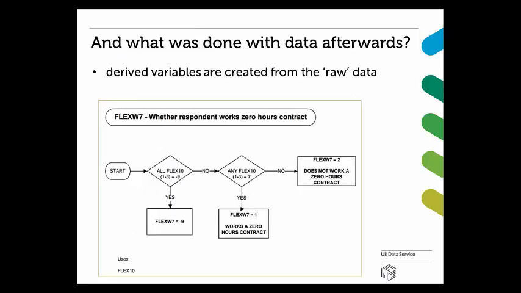You can also find information about how data has been processed. So for example, here we see that variable flex 10 has been used to derive another variable indicating if someone has a 0-hour contract.